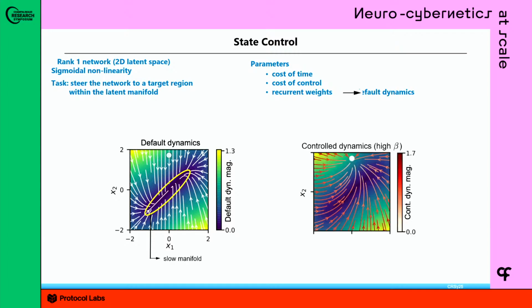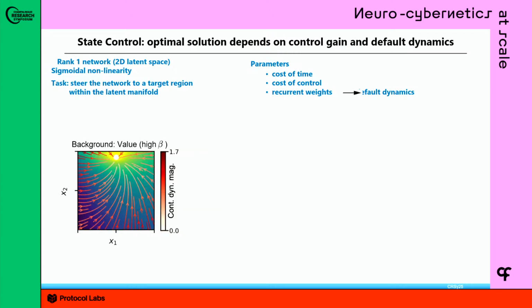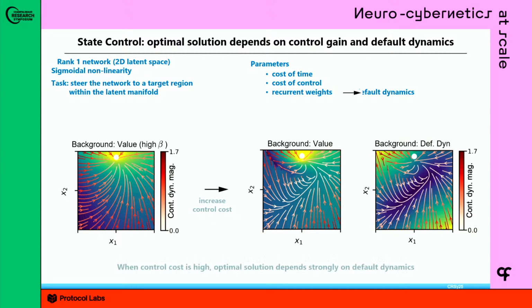So then we can see how the control dynamics looks for a case with high control gain. As you can see, it goes quite directly and strongly towards the target. Here, the background color is also the strength of the default dynamics, but we can also show it now in the background having the value function. And the situation turns more interesting when we increase the control cost by decreasing the control gain. So now we see that the control dynamics changes dramatically, and it becomes much more similar to the default. So basically, the optimal policy tries to exploit the slow manifold here as much as possible, and only deviate from it when it's sufficiently close to the target. And this is just an example to show that there's rich phenomenology depending on the interplay between passive dynamics and the control gain.